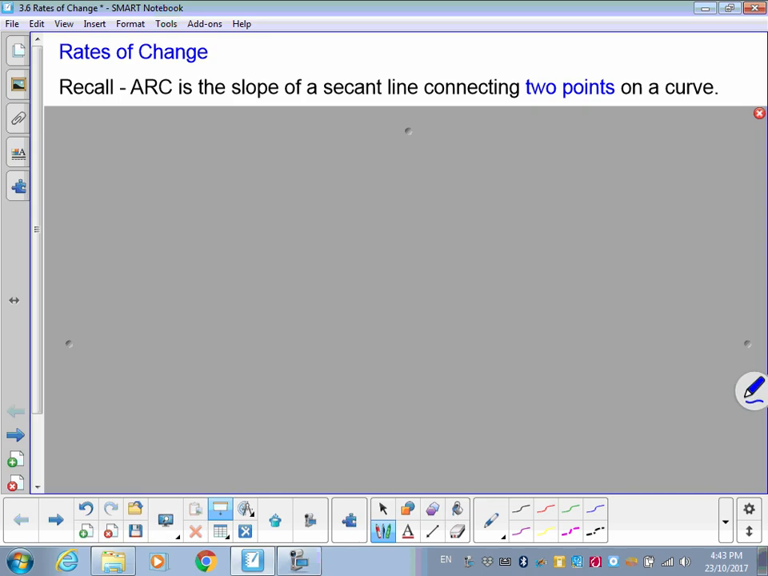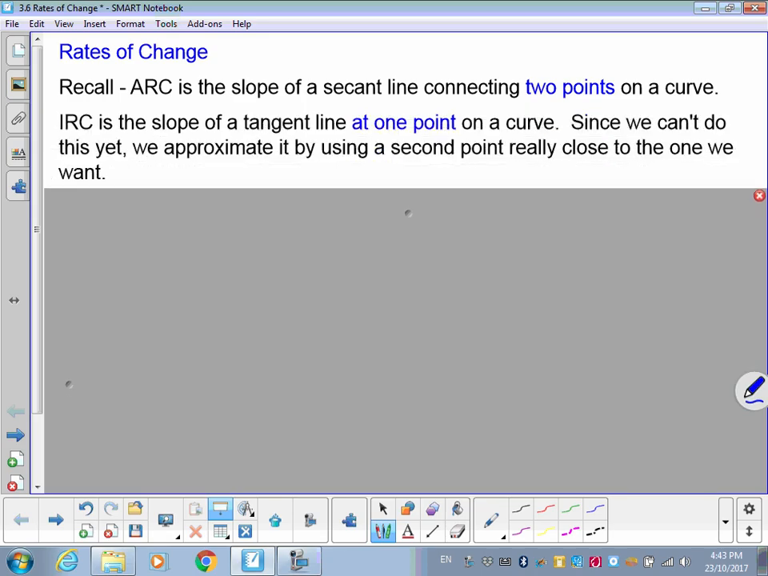And the other rate of change we did was the instantaneous rate of change. And that's where we only had 1 point, and we called that then a tangent line. Now, the problem was, we can't do slope with only 1 point based on our grade 9 and 10 slope skills. And so what we did was we approximated it by using a second point that was really close to the one we wanted. And then we had 2 points. Now, we're technically still finding the slope of a secant, but because those 2 points are so close together, it's almost the slope of the tangent line. And that's why it's an approximate every time we do the IRC.